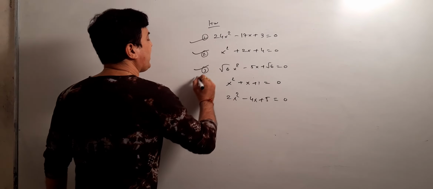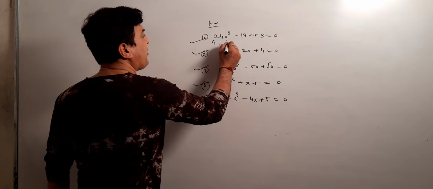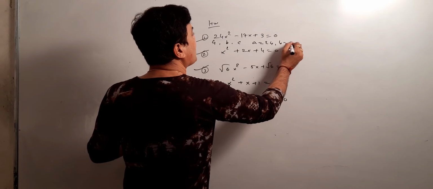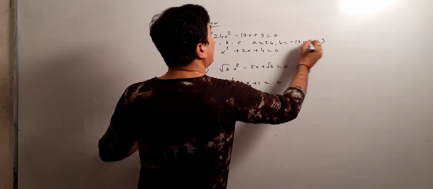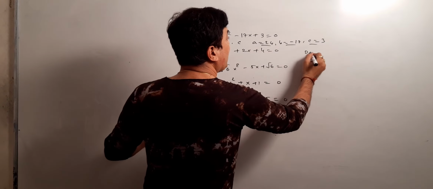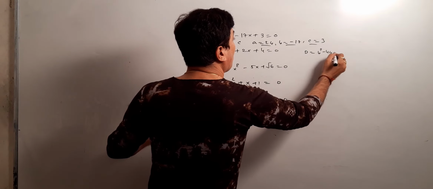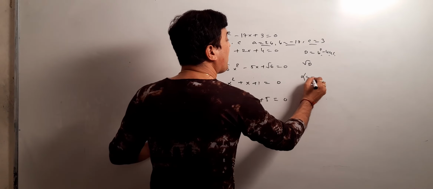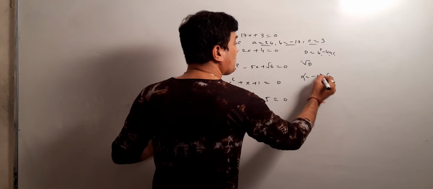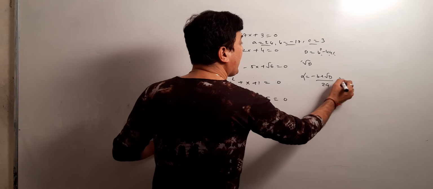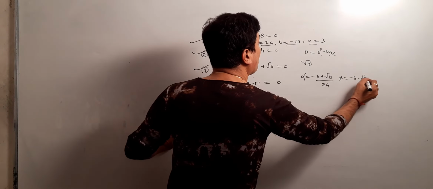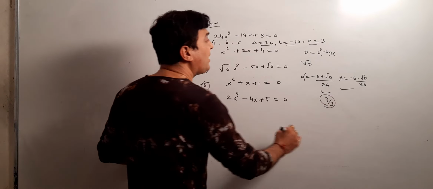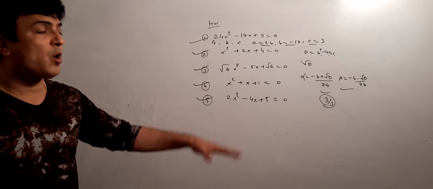All are quadratic equations. First you find a, b, c. What is a in this case? 24. b is minus 17. c is 3. Like that manner you know. And D is b square minus 4ac, putting the b, a, c values. Then find the root D, and then alpha is minus b plus root D upon 2a, substituting this root D value, and beta is minus b minus root D upon 2a. This is the final answer. Like that manner you can easily solve stepwise.